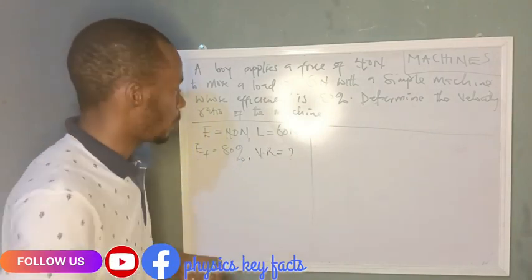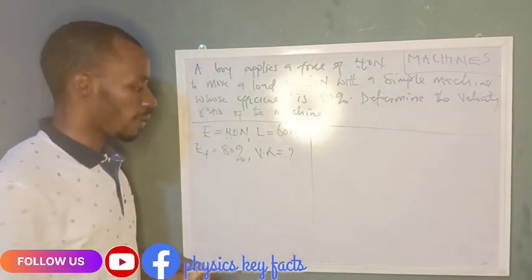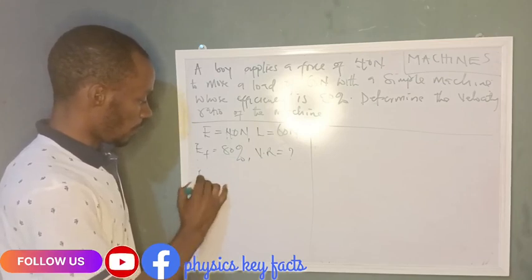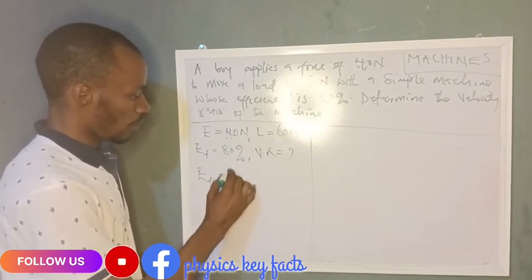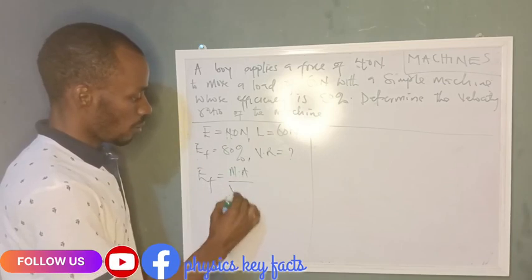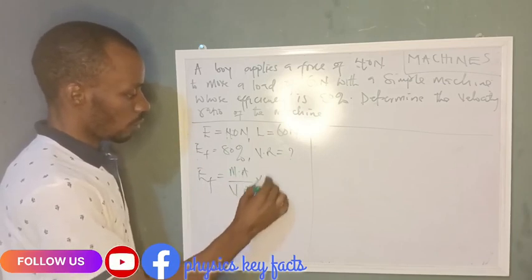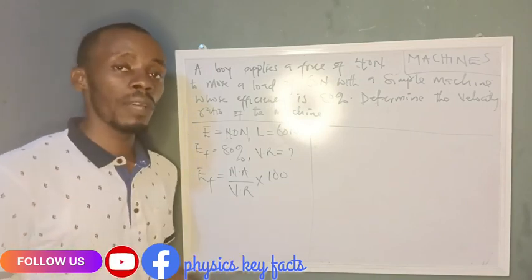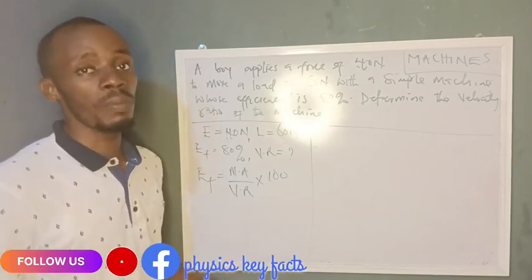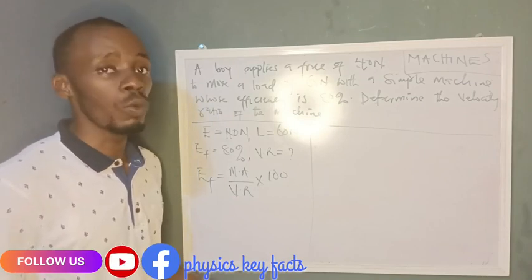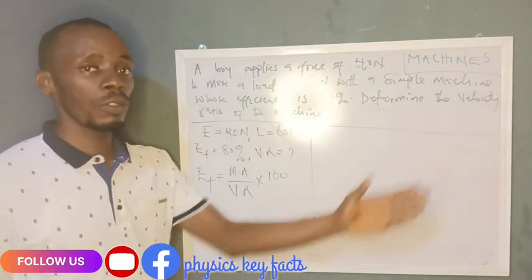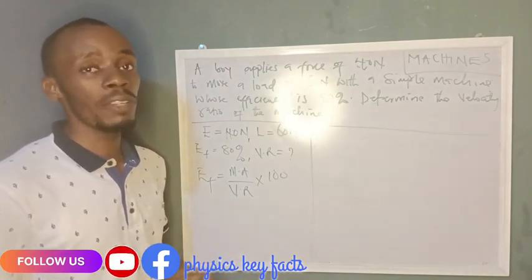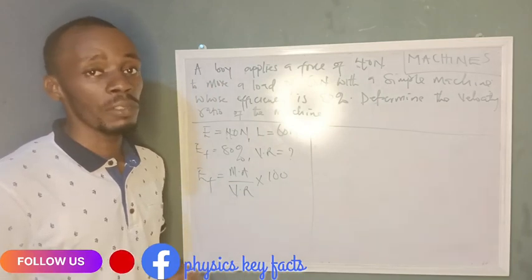Velocity ratio is what we are looking for. So we know that our formula for efficiency is given as mechanical advantage over velocity ratio multiplied by 100. The formula for velocity ratio is distance moved by effort all over distance moved by load. But in our question, we don't have distance moved by effort, we don't have distance moved by load. So that formula does not apply. That's why we decided not to bring it.